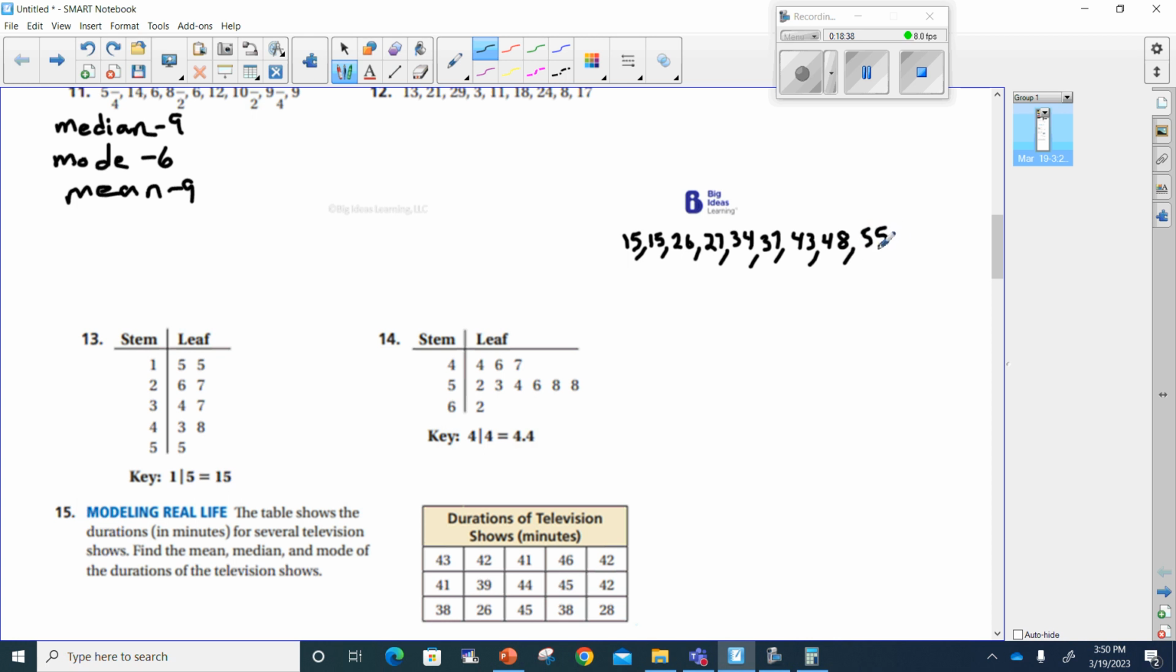Now that we have them in order, let's look for the mean, median, and mode. Well, the mode is the one that's most often seen. See, 15 is here twice. 26, 27, 34, 37. Actually, it's the only one. So the mode has to be 15. All right. Let's look for the median. There's 1, 2, 3, 4, 5, 6, 7, 8, 9 numbers. So 1, 2, 3, 4. That means my median must be 34 because there's 4 numbers to the right of it and 4 to the left. So the median is 34.